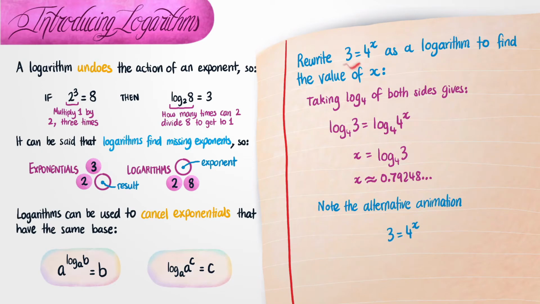If you want to get from 3 equals 4 to the power of x directly to x equals log base 4 of 3, you can just imagine this animation. I want you to think about this 4 coming down and going below the 3, and then you'd acquire a log on the left hand side.